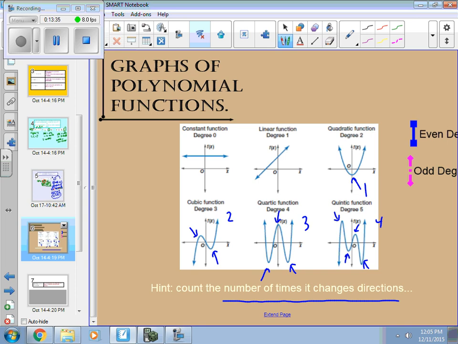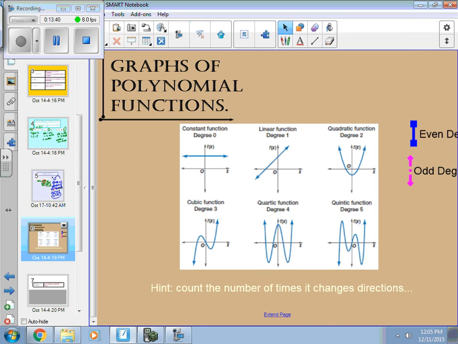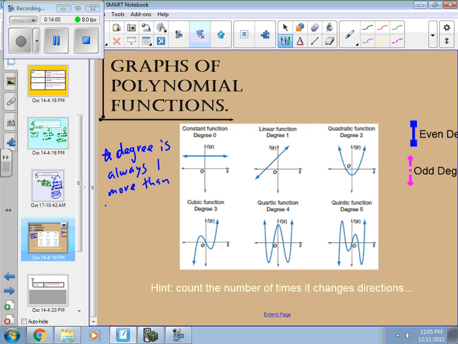That is something that's always going to be true in graphing a polynomial. So if you want to help figure out what degree it is, look at the changes of direction and add 1. That's something you can write on your note sheet here: the degree is always 1 more than the number of changes of direction. On any polynomial, that's always going to be true.